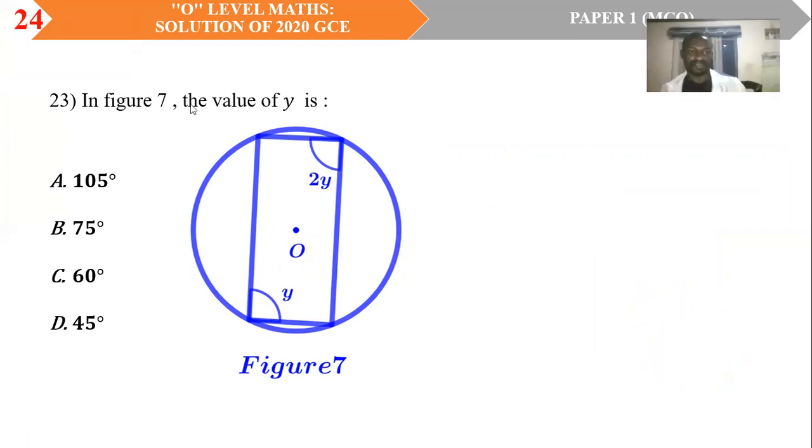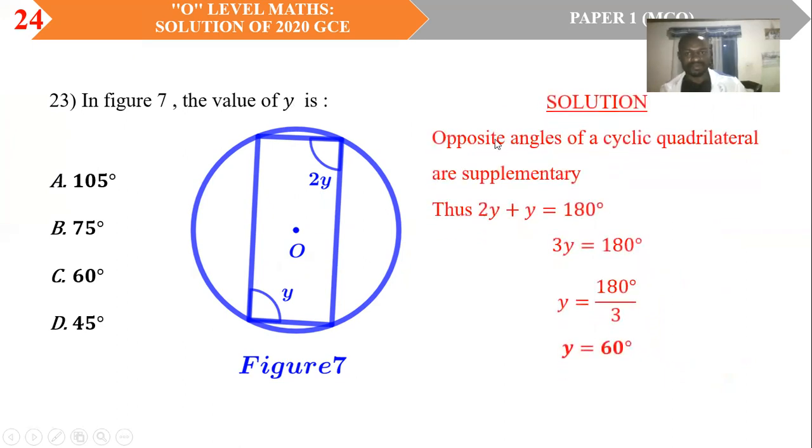Question 23. In figure 7, the value of y is... Solution. Opposite angles of a cyclic quadrilateral are supplementary. Looking at this circle geometry, we see that this plane figure inside the circle is a cyclic quadrilateral, and opposite angles of a cyclic quadrilateral are always supplementary, meaning that their sum gives 180 degrees. Thus, 2y plus y is equal to 180. 3y is 180. Dividing both sides by 3 gives y equal to 60.